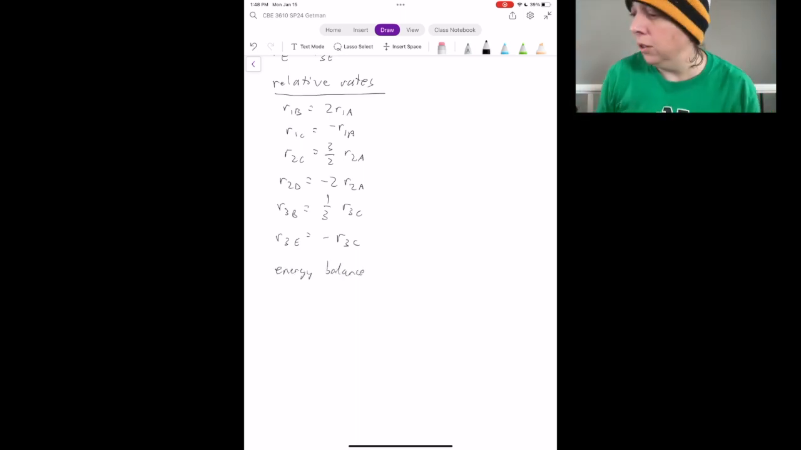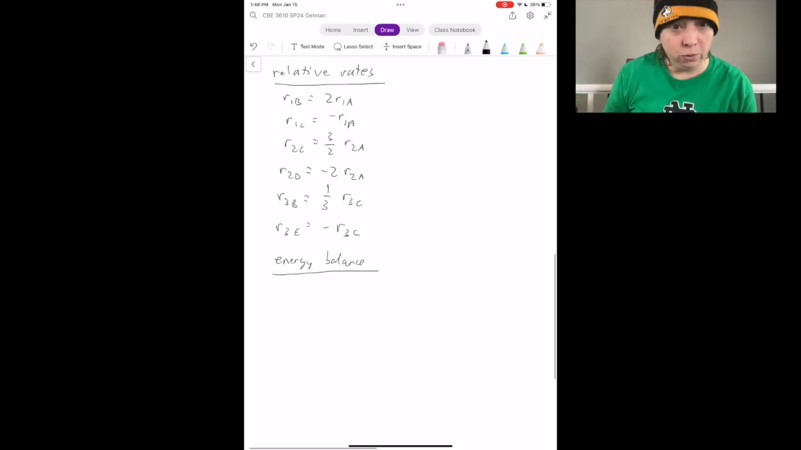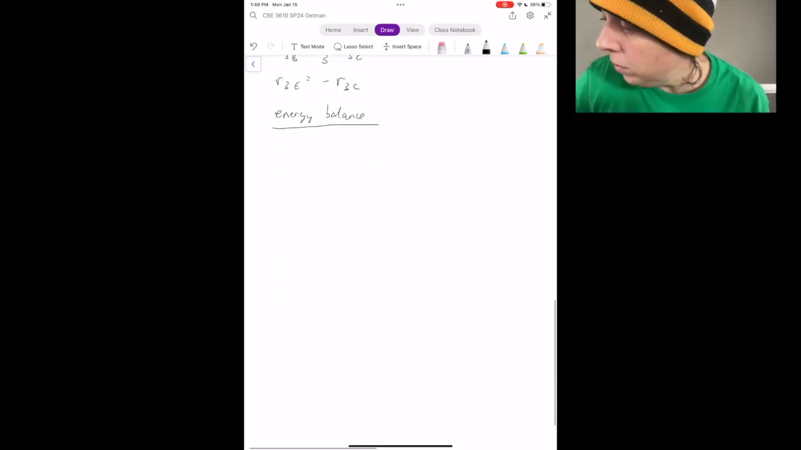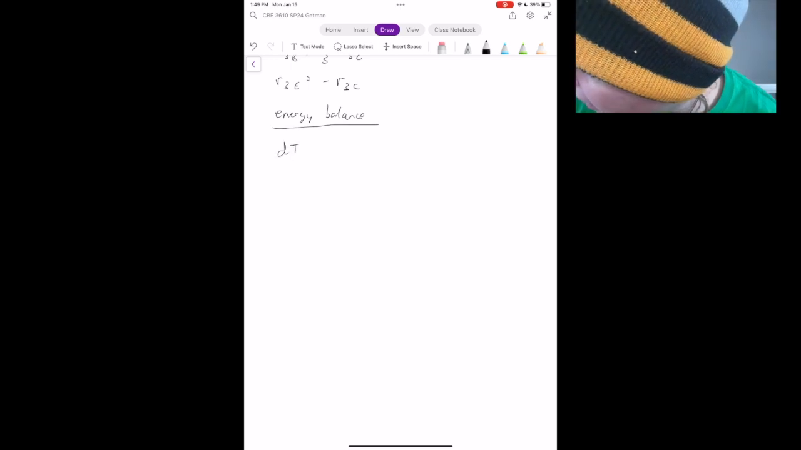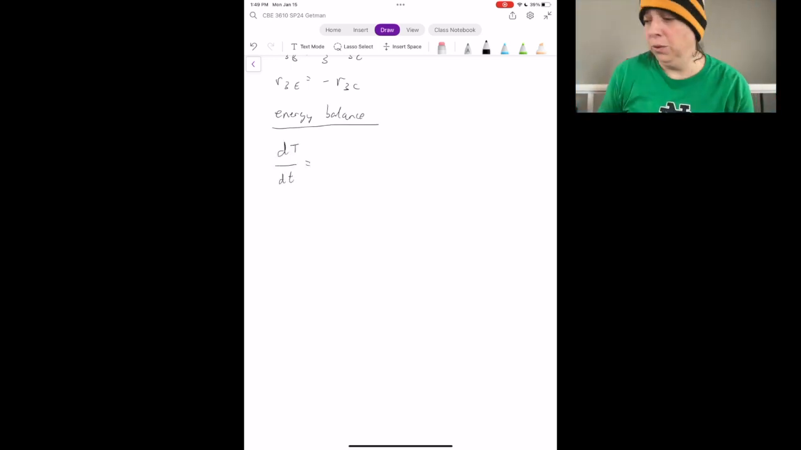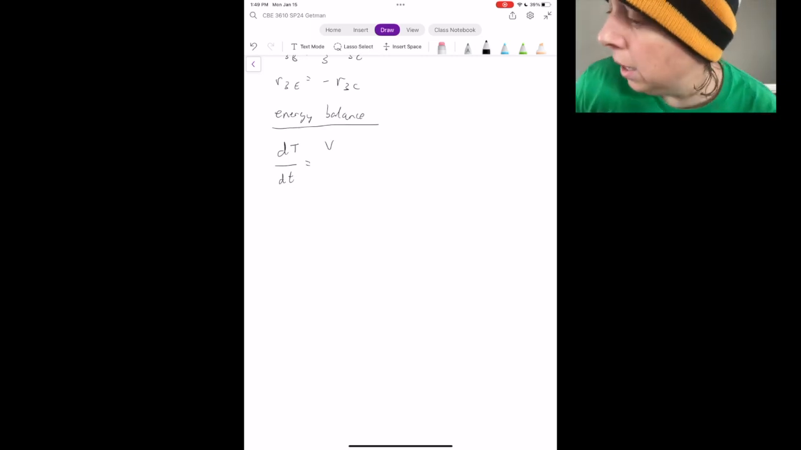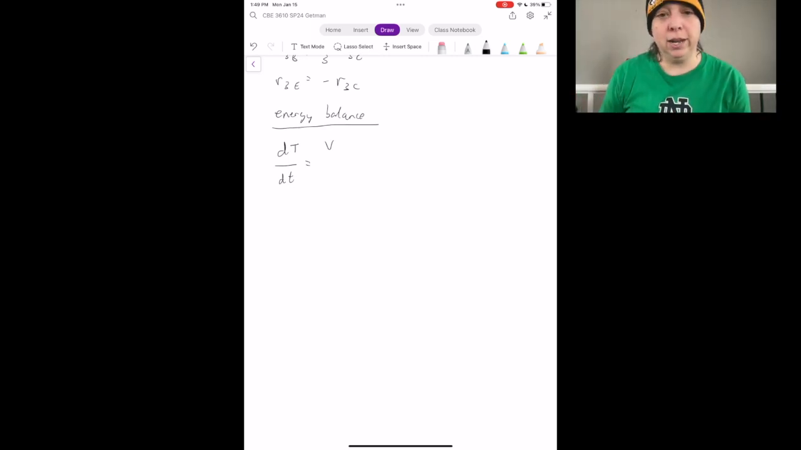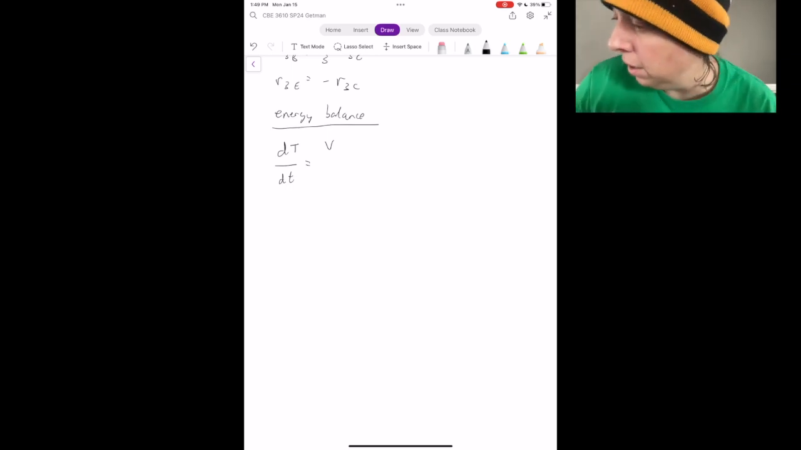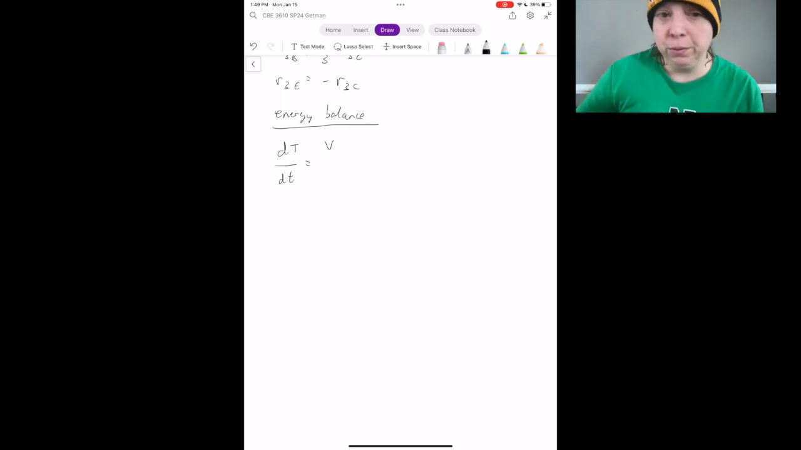I'm going to write down the general energy balance equation for a batch reactor. So that's going to be dT/dt is equal to, in my numerator, my heats of generation and removal, and in the denominator, my sensible heat changes. The heat generated is due to the reaction. That's going to be equal to the volume times the heat of reaction times the rate of each reaction, and I'm going to need to sum those for all 3 reactions.